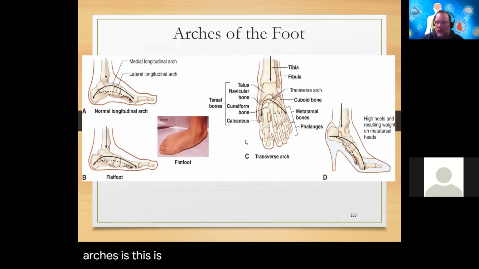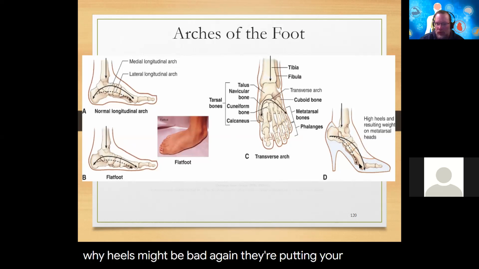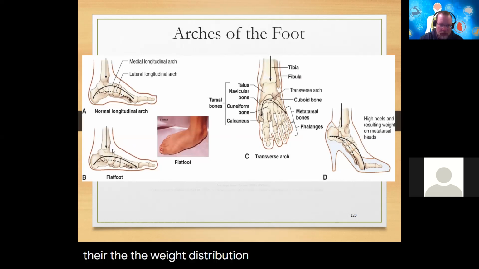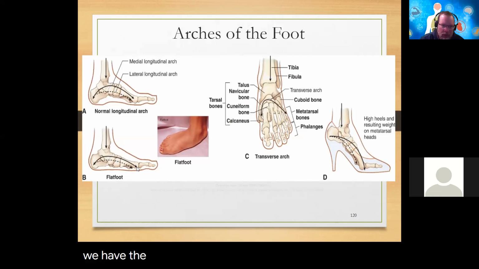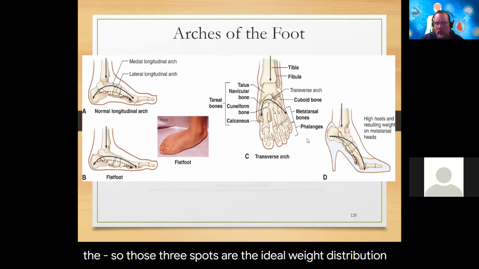Arches, this is just an FYI. This may show again why heels might be bad. The weight distribution isn't distributed properly. There are 3 contact points. You have one here, the heel, and then we have the distal portion of the metatarsals of the 1st and 5th. So the 1st and 5th metatarsals are strike points, and then the calcaneus. Those 3 spots are the ideal weight distribution strike points.